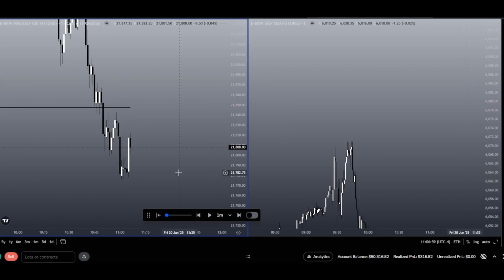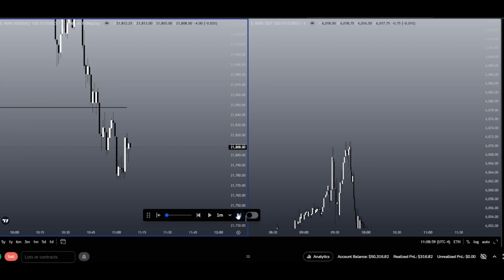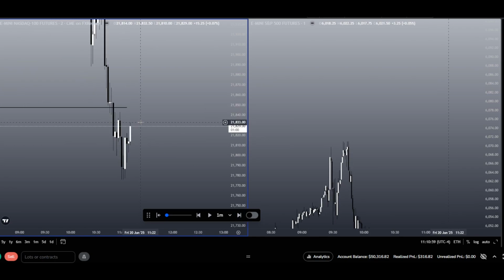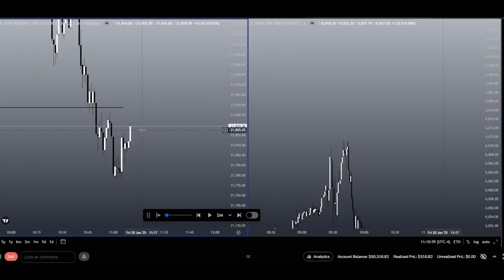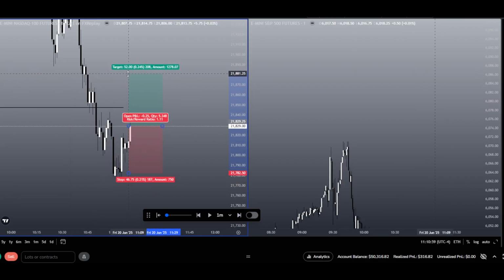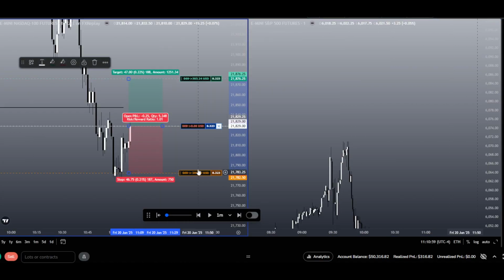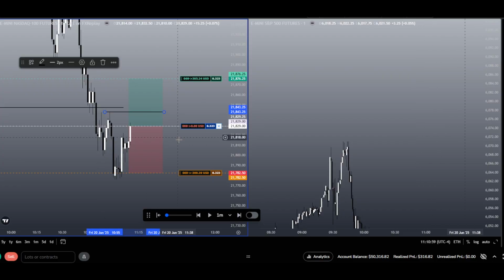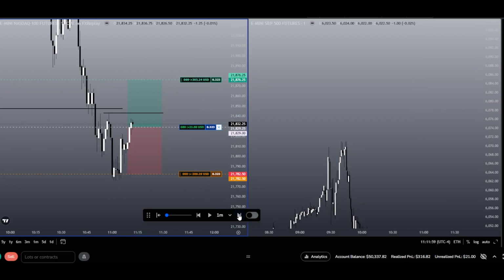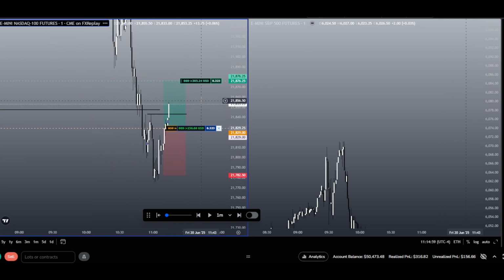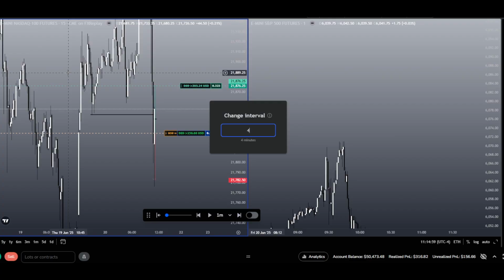Okay. I wait for this 1 minute to break. Alright, I'm in that. Actually, you know what I should have done? I should have entered half there. But it's fine. I'll take this, go break even at this high. Okay, there's break even. My break even's below an order block, so it should be fine.